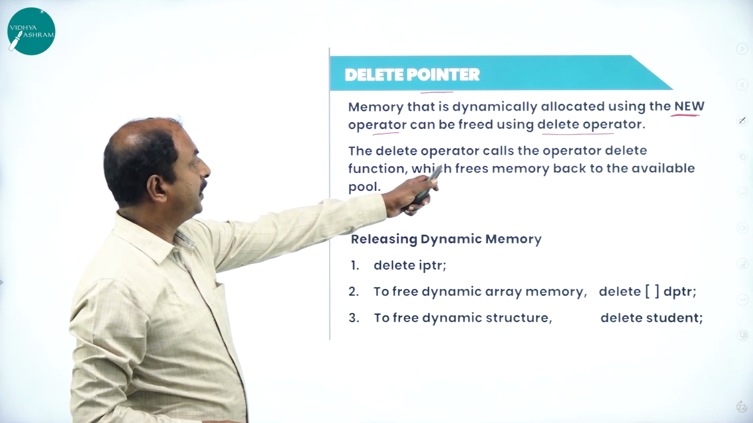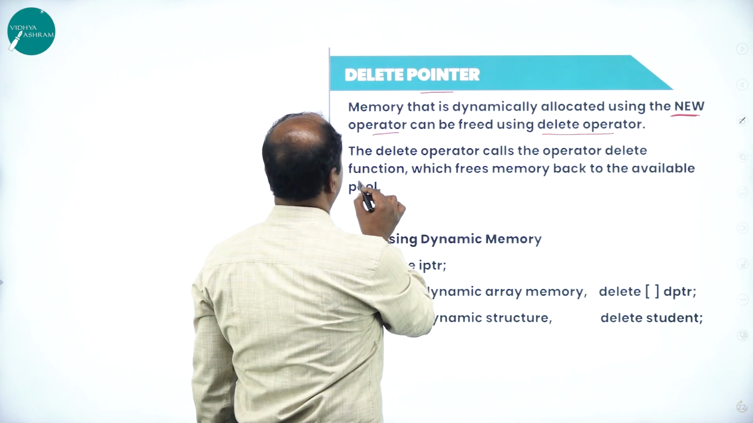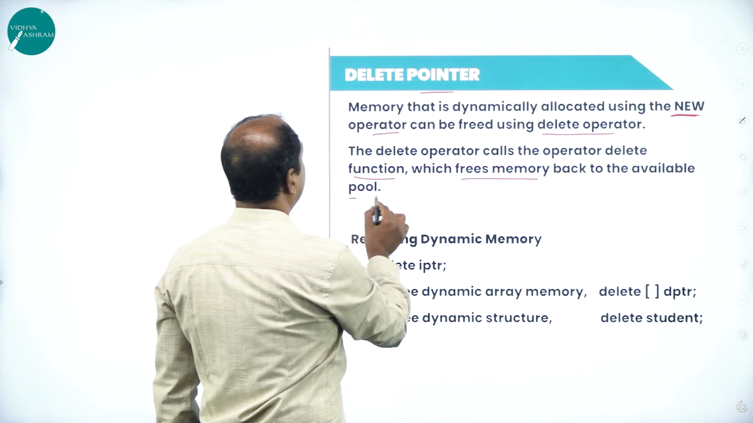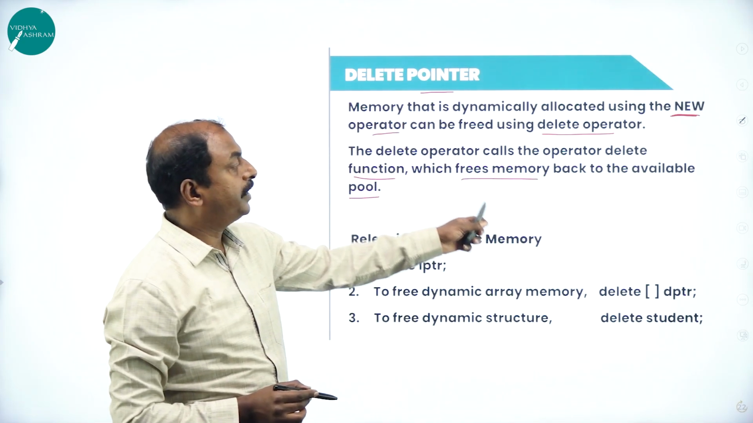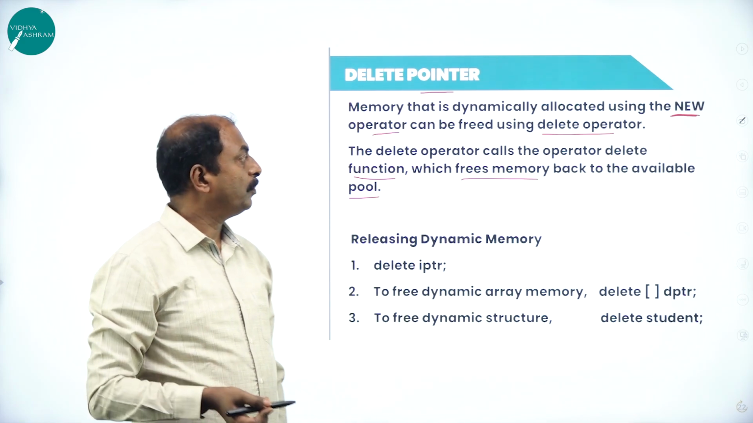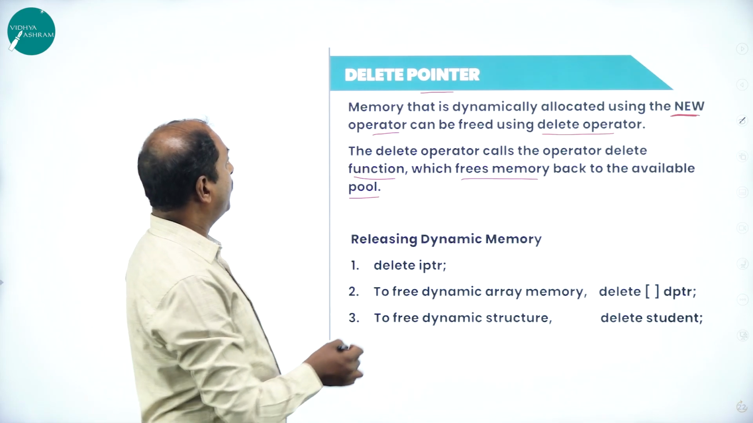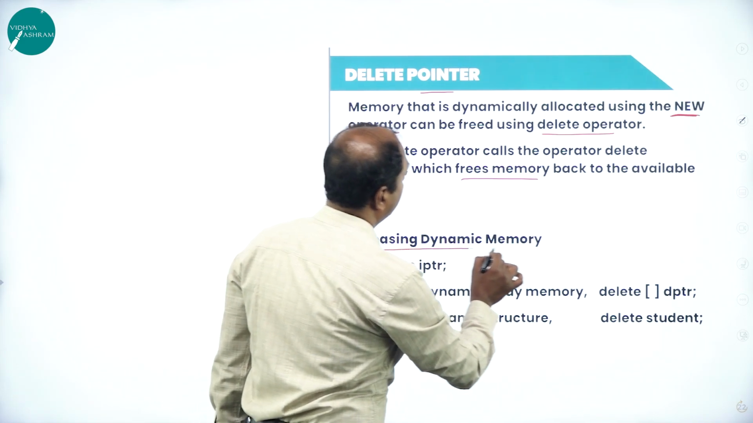The delete operator calls the operator delete function, which frees the memory back to the available pool. So delete pointer is used to free memory from the memory space. And next one is releasing dynamic memory.